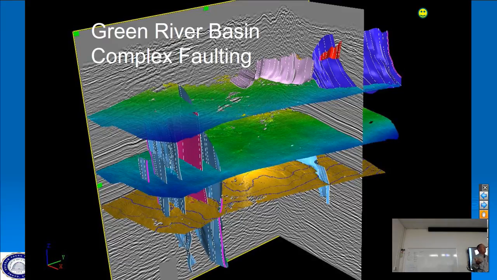What does it affect? Migration. Migration? What else? It's got to affect other things. What else does it affect? The engineers ought to know this one. Faulting. Yeah, what does the faulting affect? If you're producing hydrocarbons, what might the faults affect?